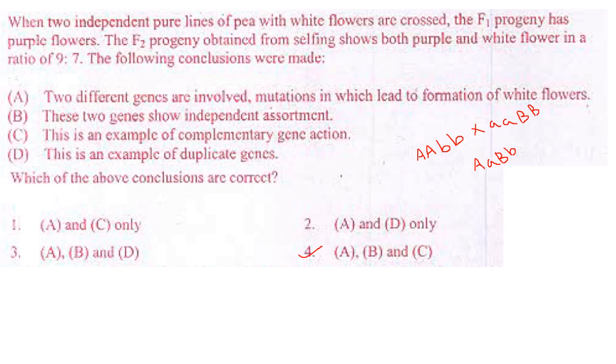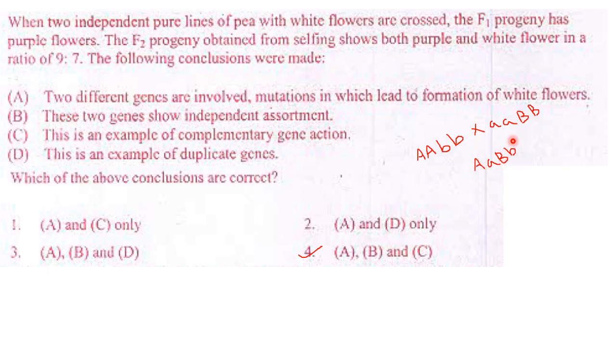So these two, that is capital A small b and small a capital B, are white colored flowers, and upon crossing you get purple color, where the two dominant genes, capital A and capital B, come together and form what is called the purple colored plant. Now they say the F2 progeny obtained from selfing shows both purple and white flowers. This is the F1 progeny.